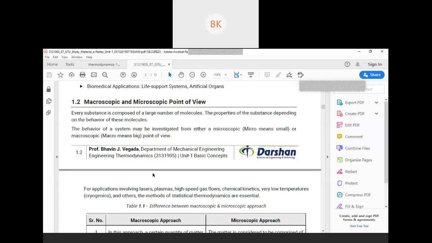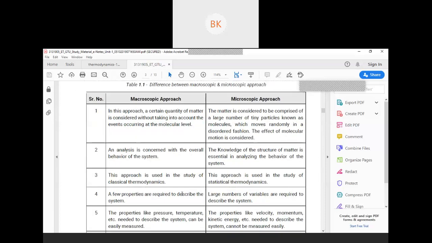Macro and micro, these words themselves explain everything: macro means large, and micro means small. So we can see the differentiation between these two so that we understand the meaning of macroscopic and microscopic. In the macroscopic approach, a certain quantity of matter is considered without taking into account the events occurring at the molecular level. Whereas in microscopic, the matter is considered to be comprised of a large number of tiny particles known as molecules, which move randomly in a disordered fashion.